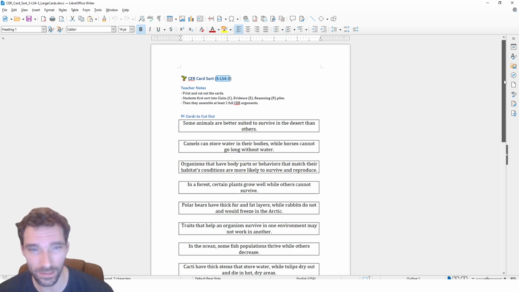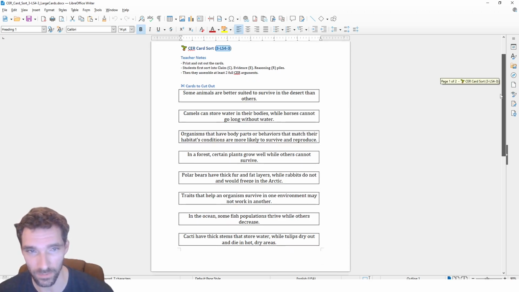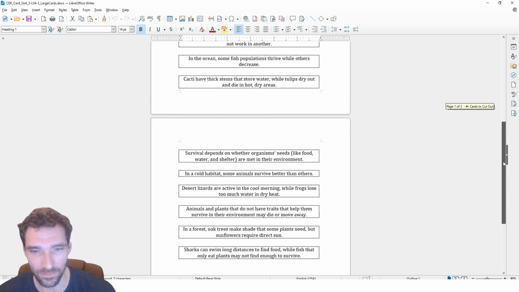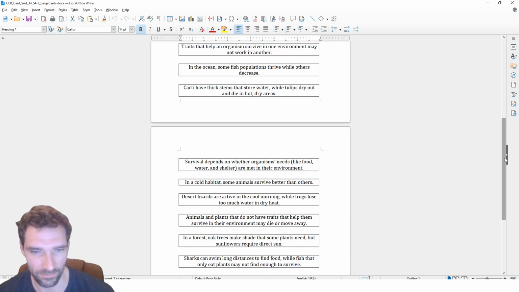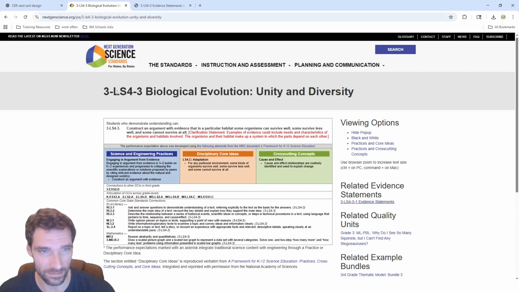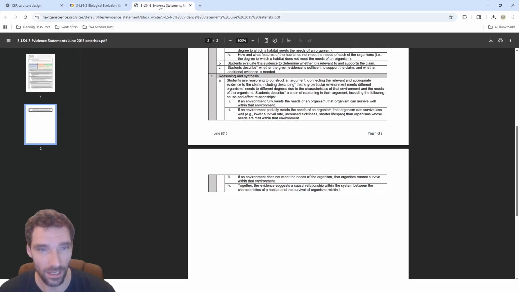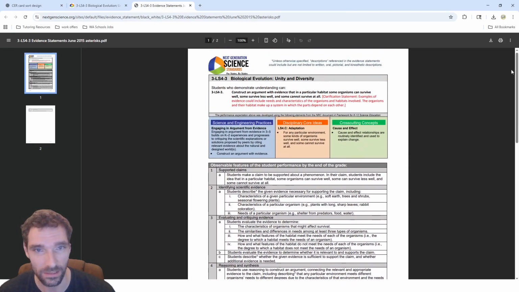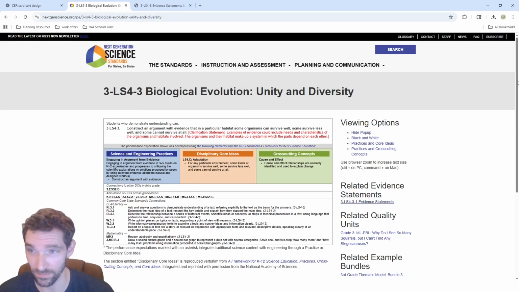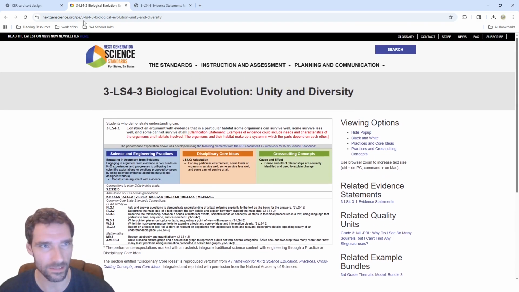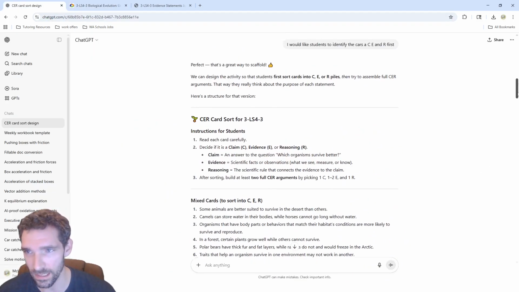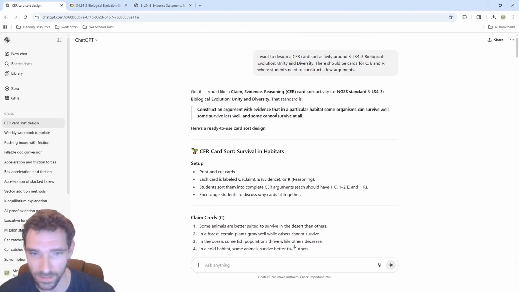It's pretty good. I've got some critiques with it because when I read these cards, some of them had evidence and reasoning on the same card, and I wanted to just kind of clean it up a bit. So you can't just give AI the standard, like this is the standard that we're referring to and the performance expectation. If you're not sure about how to find that information, I have some more videos on my channel about evidence statements and navigating the NGSS. But you can't just say, hey, can you cover the standard for me?